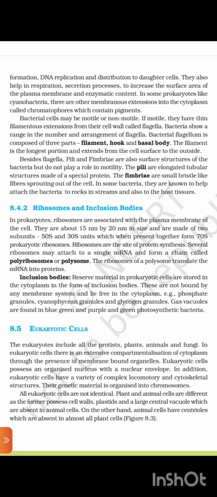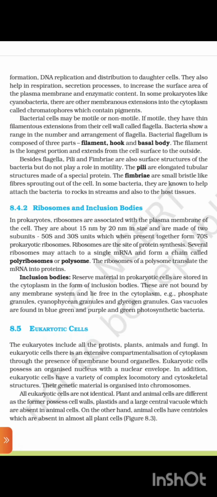8.4.2 Ribosomes and inclusion bodies. In prokaryotes, ribosomes are associated with the plasma membrane of the cell. They are about 15 nanometer by 20 nanometer in size and are made up of two subunits, 50S and 30S units, which when present together form 70S ribosomes. Ribosomes are the site of protein synthesis. Several ribosomes may attach to a single mRNA and form a chain called polyribosome or polysome. The ribosomes of a polysome translate the mRNA into protein.